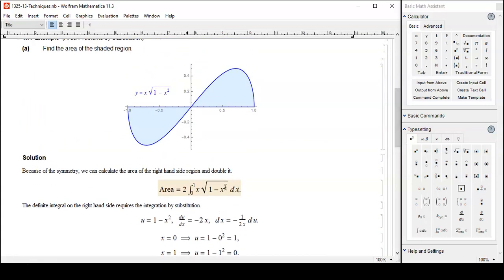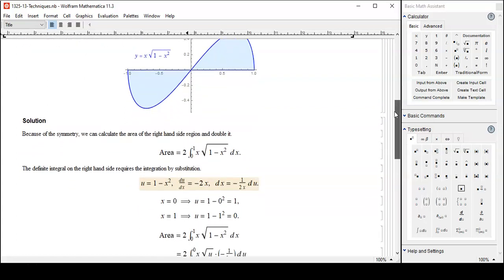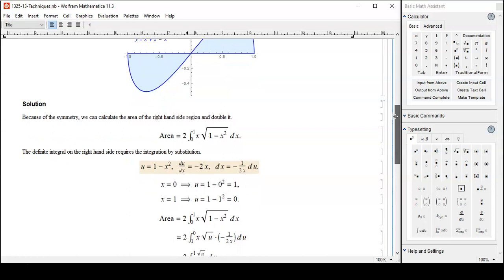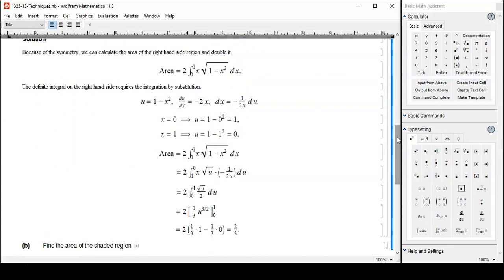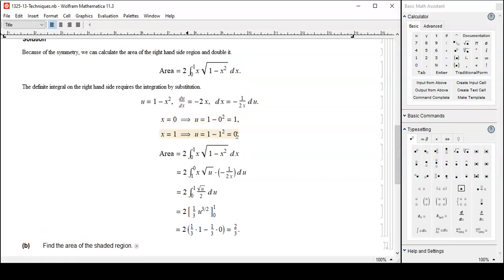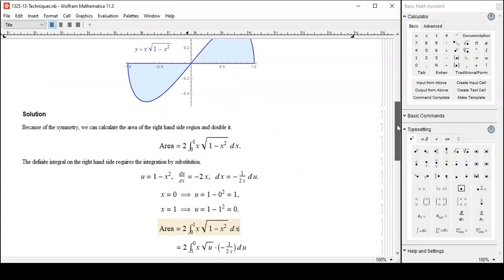So how do you do this integral? Take the substitution and then go from there. u as 1 minus x squared, take the derivative and then dx. And then do the integral computation and then double it. I use the second method here. If you use the first method, it'll be fine.